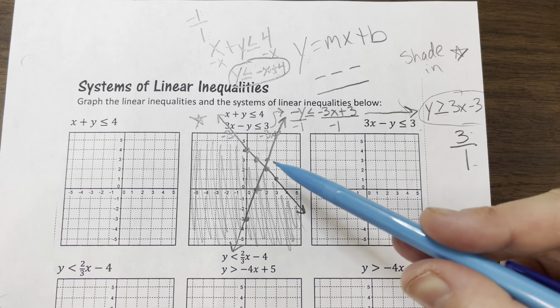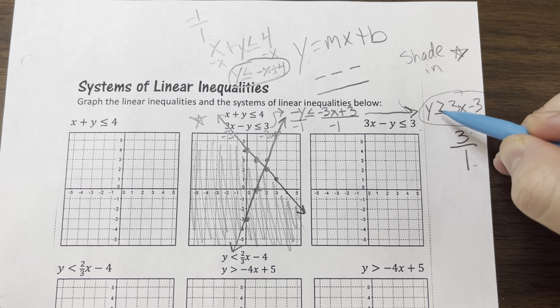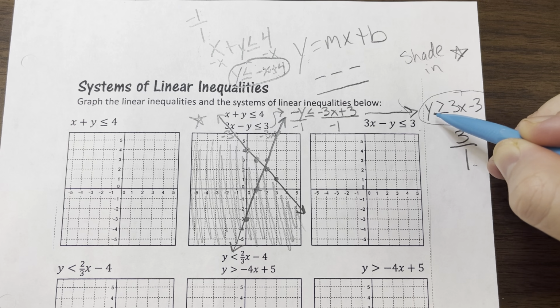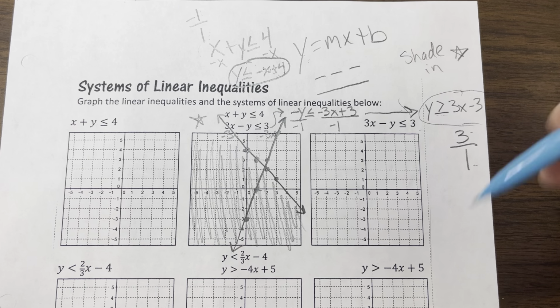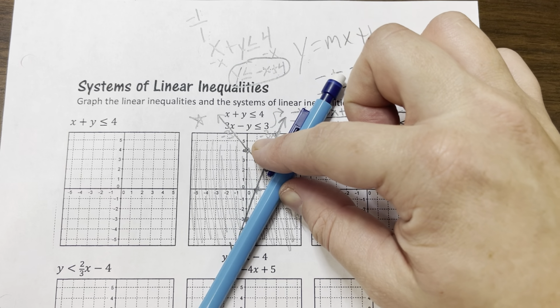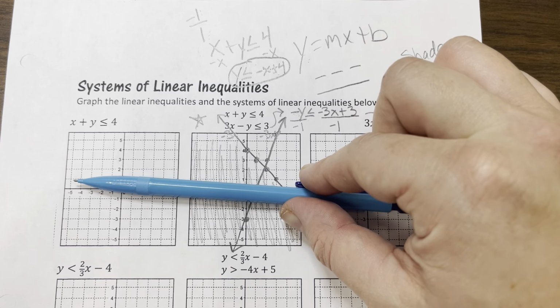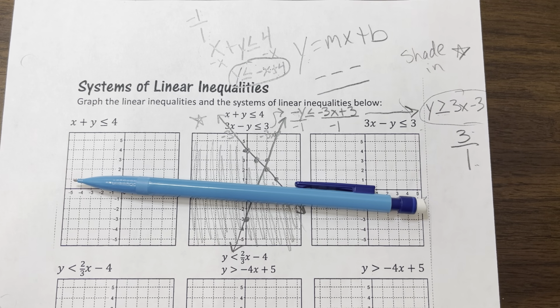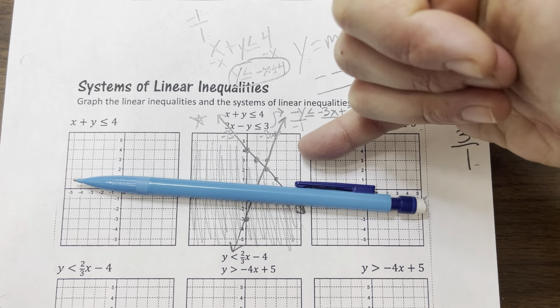Okay, now let's see where this is going to have a shade in. Now this says y is any solution that's greater than or equal to the line we just made. So greater than, if I were to flatten this line out, greater than would be above my line, which is this way. So it's going to be this side of the pencil.